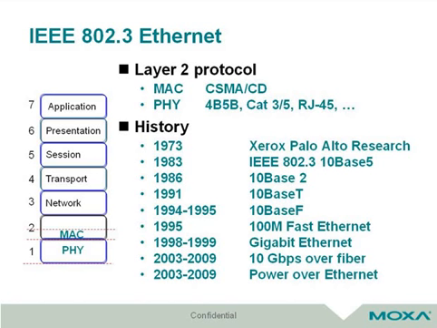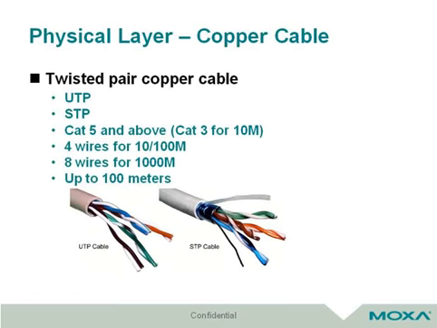You can see in the beginning, the bandwidth is only 10 megabits per second. In 1995, it reaches 100 megabits per second, and now it's more than 10 gigabits per second. In the following slides, I will introduce it from physical layer to MAC sublayer. The most popular interface of Ethernet is twisted pair cable.